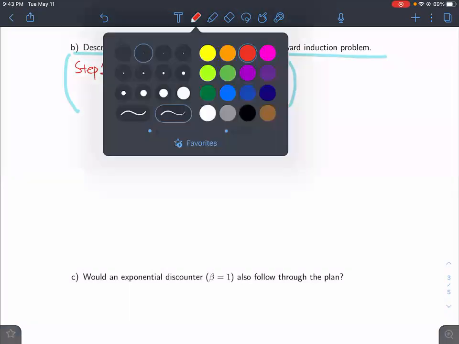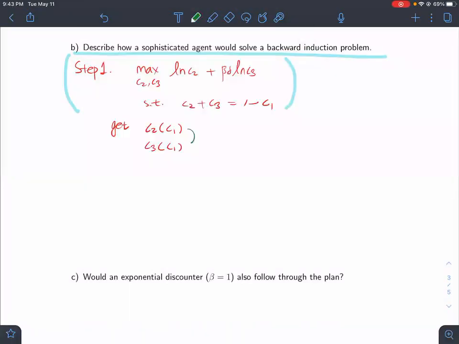What is this? It is how my future selves behave based on my choice C1, my choice of how much cake I eat today. So I first think about how future guys will behave, and then make my choice.